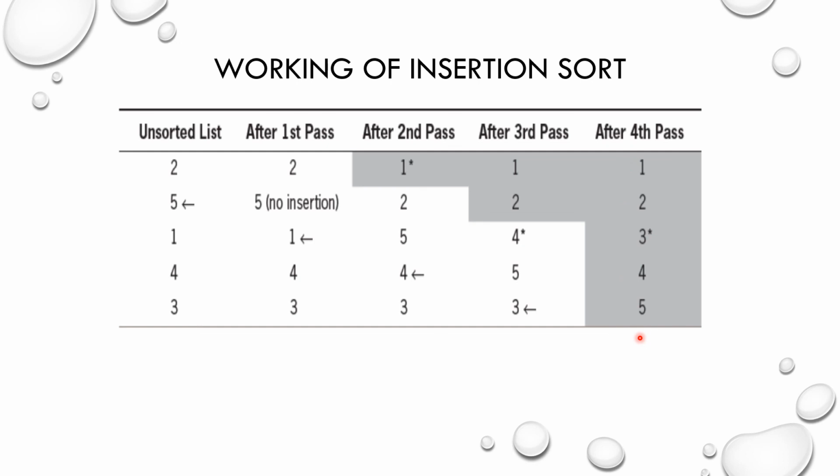When we are working on a particular index value, the previous indexes' values are already sorted in that place only. That way it is sometimes called in-place sorting.